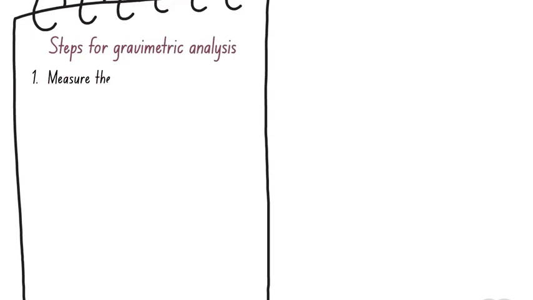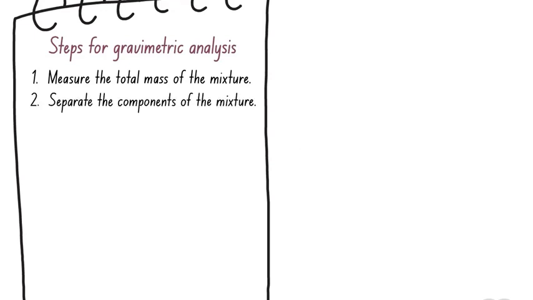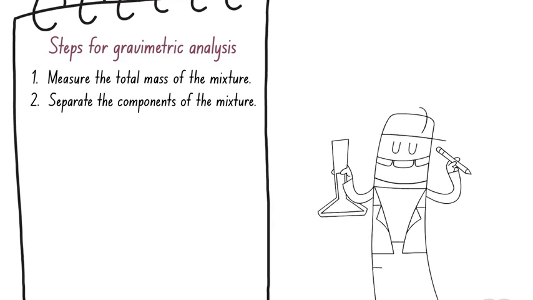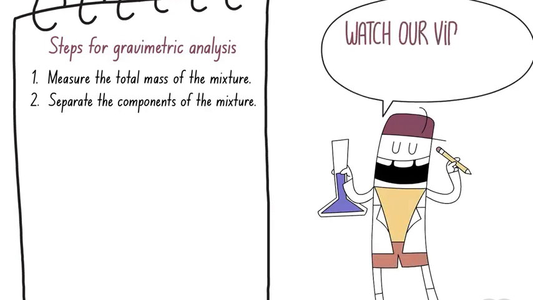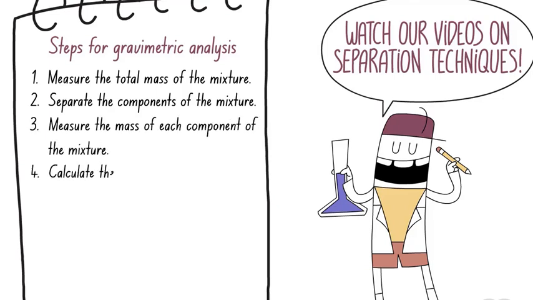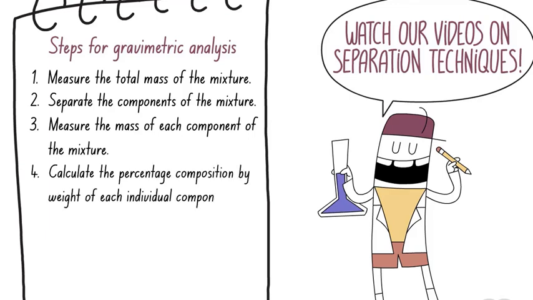To begin, we measure the total mass of the mixture. Next, we separate the components of the mixture using one or more appropriate separation techniques. If you would like to revise the various methods of separating mixtures, please see our earlier videos on separation techniques. Then, we measure the mass of each component of the mixture. To finish, we calculate the percentage composition by weight of each individual component.